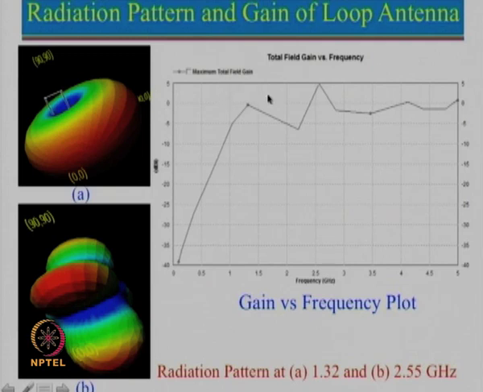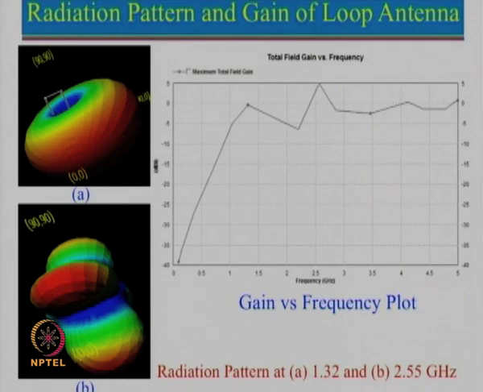You can see that here the gain is close to 0 dB. It is not the directivity. Directivity may be close to 1.52 dB. Gain is less because matching is not very good at this particular point. One can see that at this point, because of the good matching, the gain is also higher, and you can see the higher value of gain, which is approximately 5 dB.